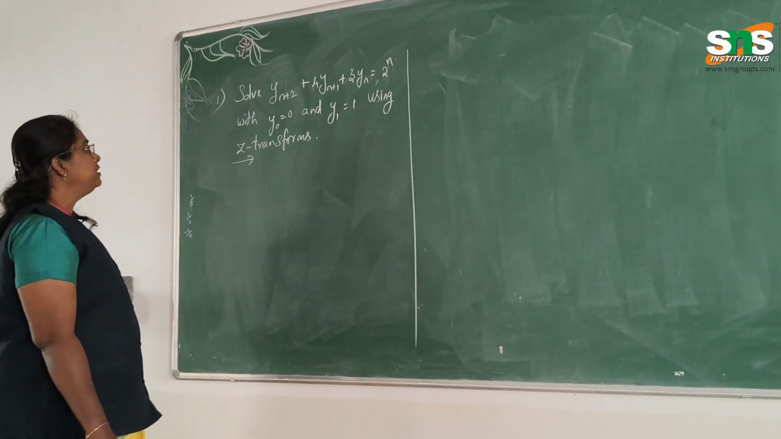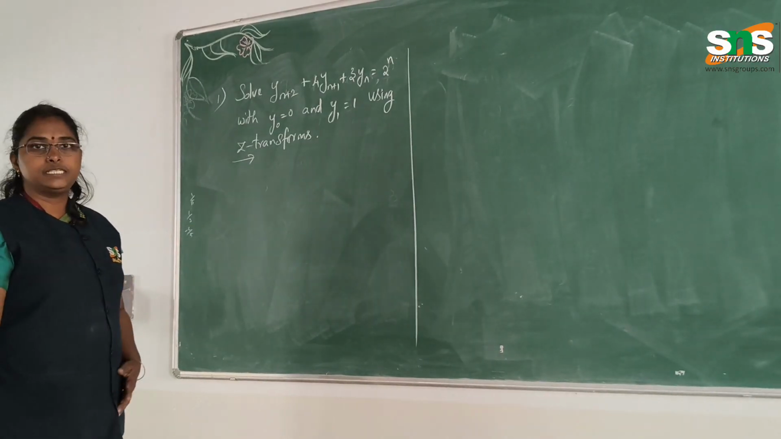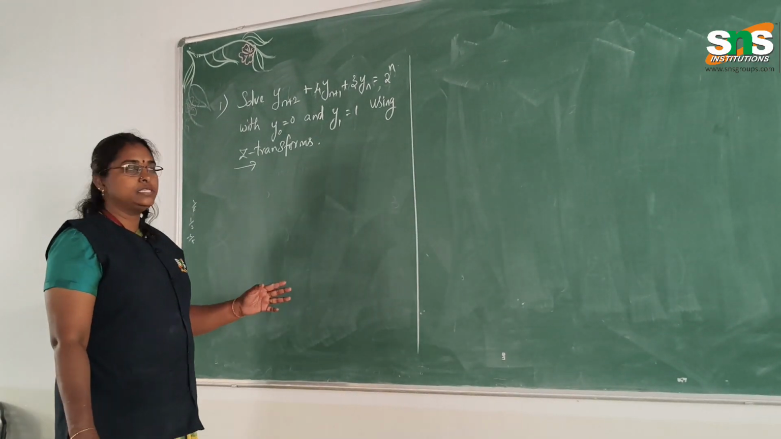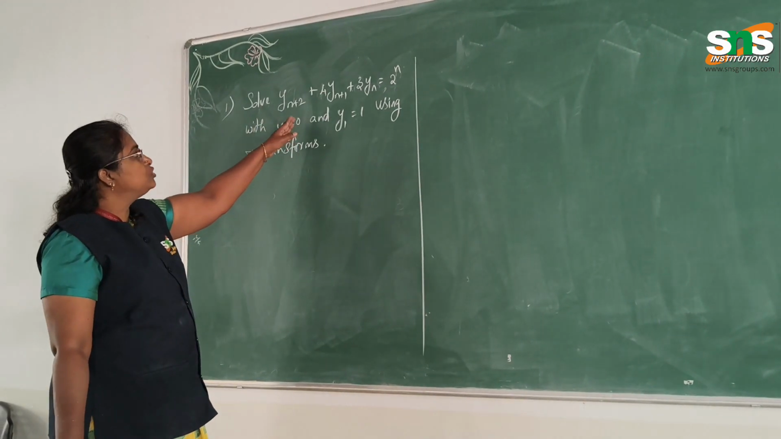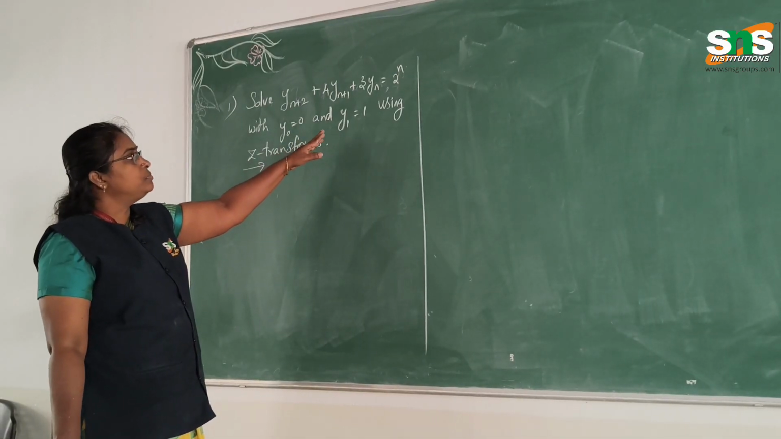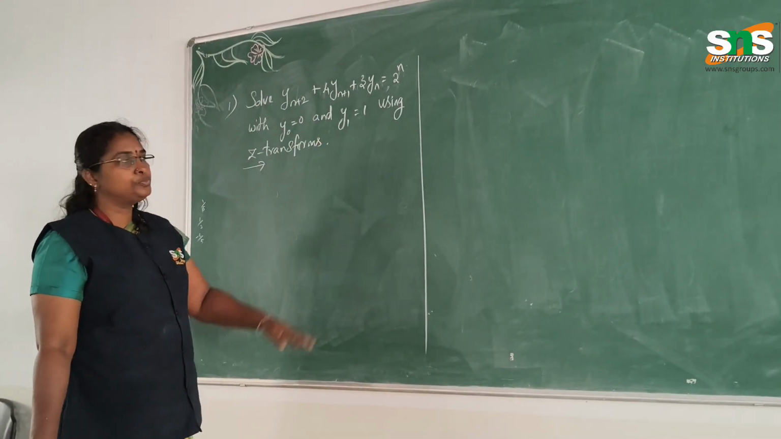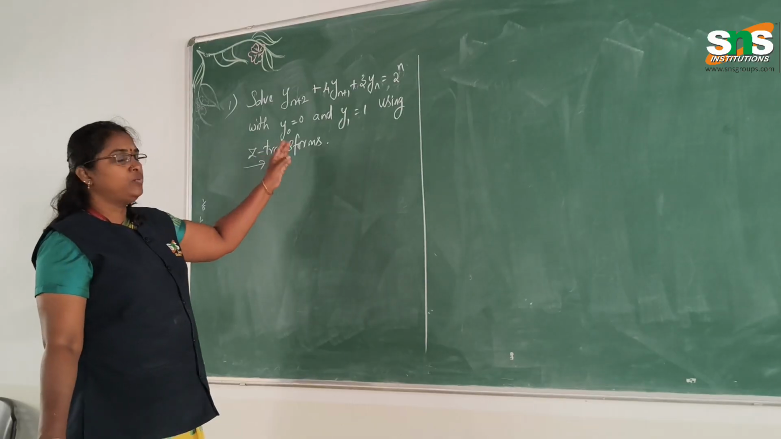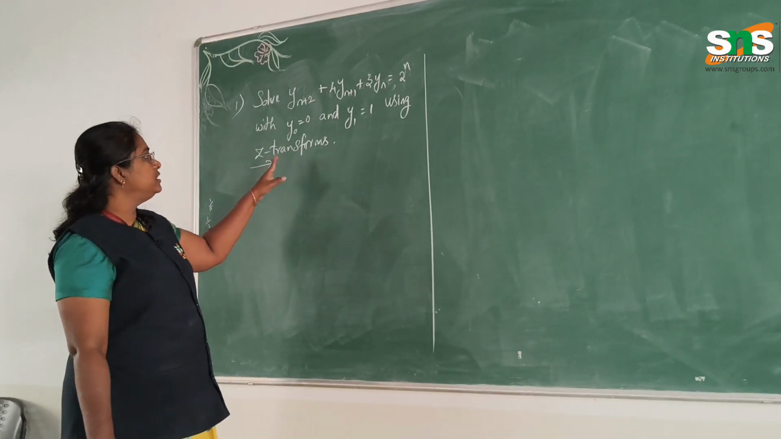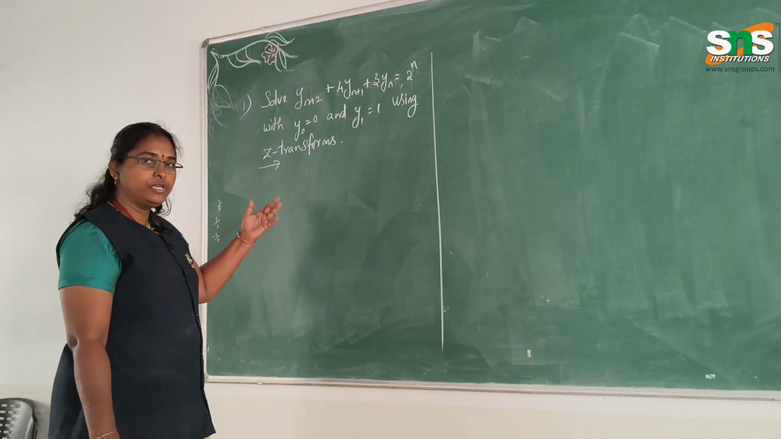Today I am going to explain the difference equation in Z transforms. I choose a basic example. Solve y(n+2) + 4y(n+1) + 3y(n) = 2^n, where y(0) = 0 and y(1) = 1, using Z transforms. We can solve it now.